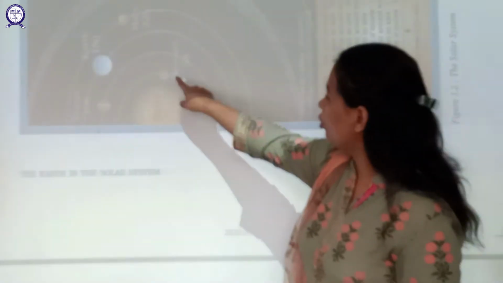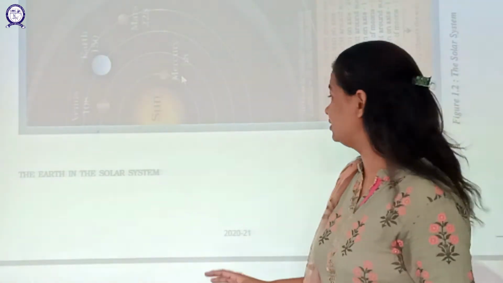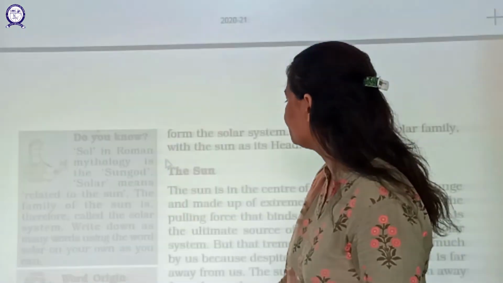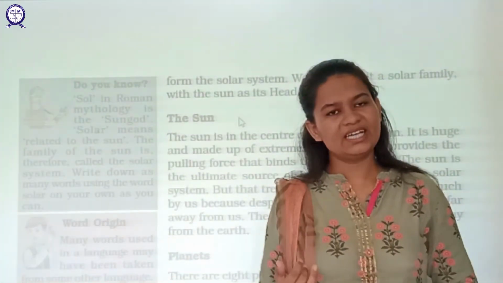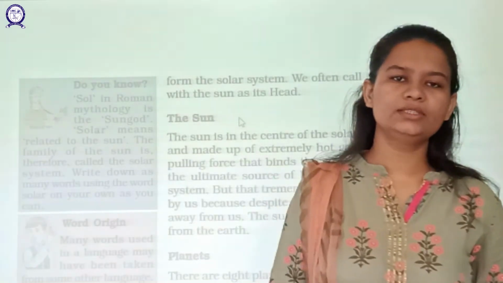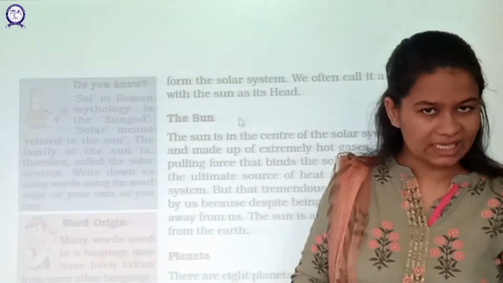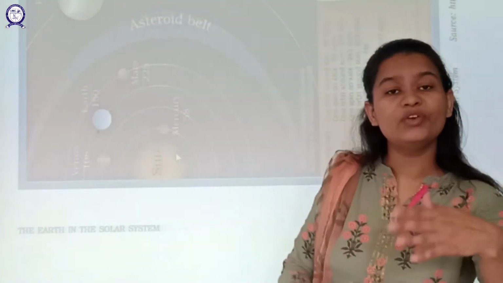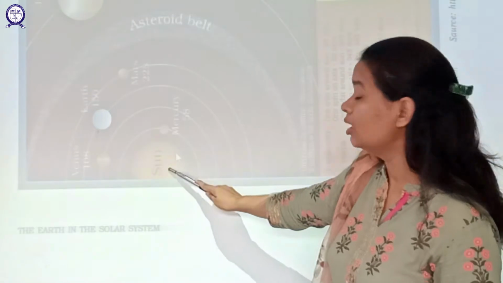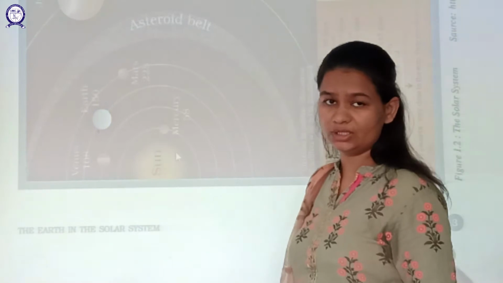You can see this system. This is the Sun, and all the 8 planets are moving in their particular paths here. What are these 8 planets? I already told you: Mercury, Venus, Earth, Mars, Jupiter, Neptune, and we are going to study them in detail in this chapter. In this diagram, I start from the sun. So first of all, before coming to the planets, we will study the sun.